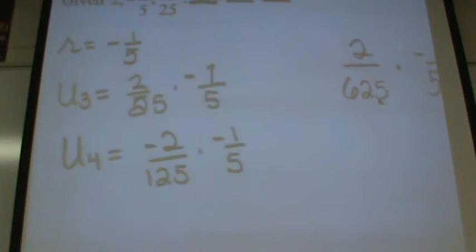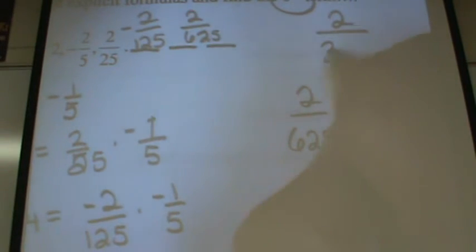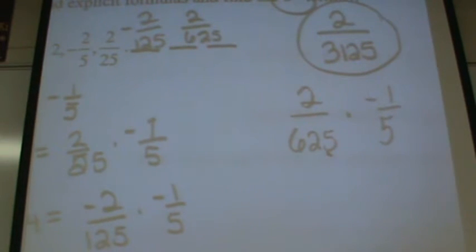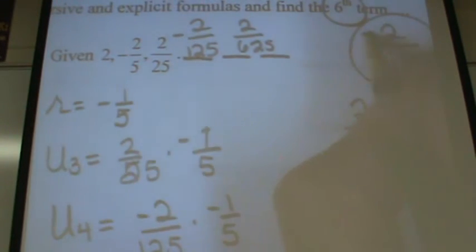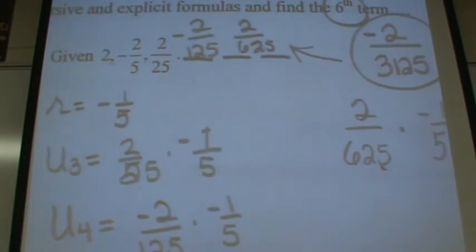Anyone have an answer? So basically, 625 times 5 is 3125. So the answer is 2 over 3,125. Now, this one's going to be negative. Yep, this is the 6th term. The signs are alternating.